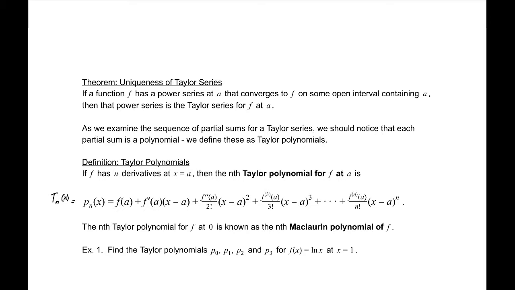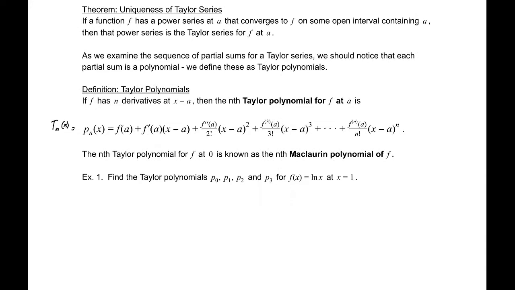We have f of a plus f prime of a times x minus a plus the second derivative at a divided by 2 factorial times x minus a squared, etc. Continuing on that pattern. So in this form, each term is of that form. So let's go ahead and find some Taylor polynomials.